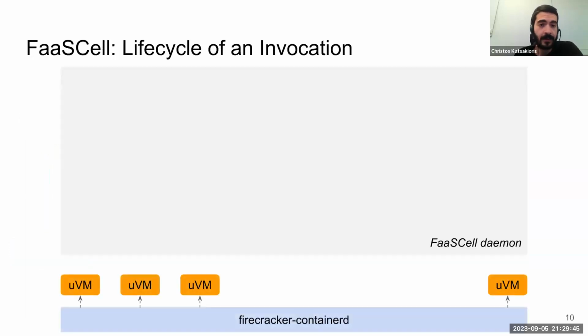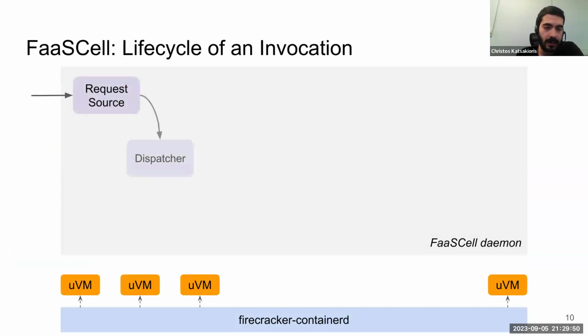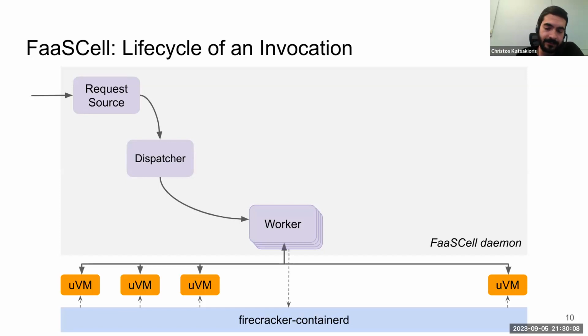Let's briefly go through the life cycle of an invocation request in FaaSCell. A request flows into a request source, arriving to the dispatcher, which forwards it to one of the available workers, each of whom is associated with a single microVM throughout its lifetime. The worker is responsible for contacting Firecracker-containerd to control the lifecycle of its microVM, and also forwards the request to the function inside the microVM, collecting the respective response, which is then forwarded to a response link. And this is the skeleton of the data path.